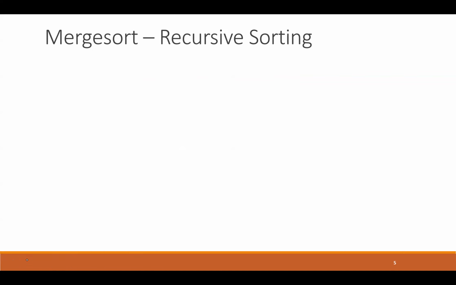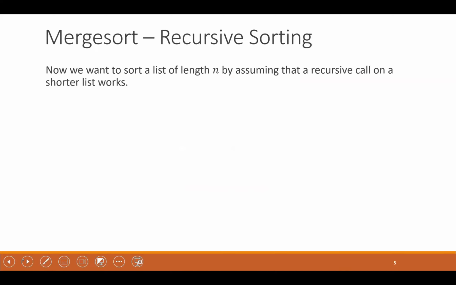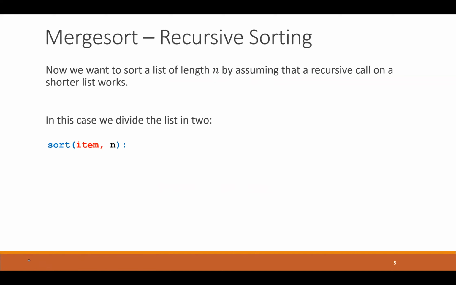Now we want to figure out a recursive algorithm. So what we're going to do is divide our list in two and recursively sort each half. This is a technique known as divide and conquer, where we break down a problem into smaller and smaller problems, solve those smaller problems, and then recombine them to solve the bigger problem. More generally, it's called divide and conquer. It's also an example of recursion.